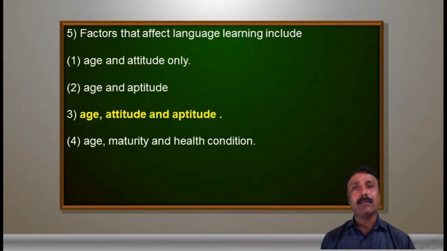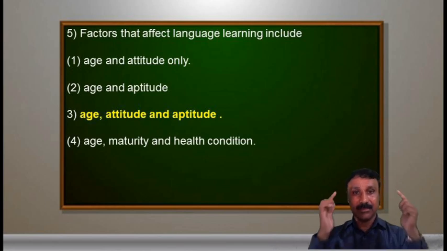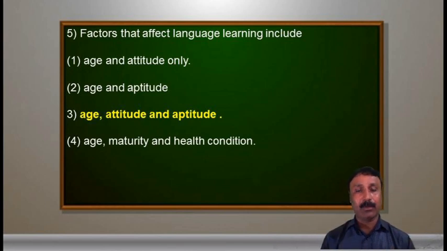Factors that affect language learning include: age and attitude only; age and aptitude; age, attitude and aptitude; age, maturity and mental health condition. Considering all these points, the right answer is age, attitude and aptitude. Age is very important. Attitude means the state of mind of the learner, which is also very important. Aptitude means the ability to acquire knowledge in a natural way. One should have some interest to learn and acquire knowledge. Then only he can learn very effectively. So age, attitude and aptitude is the right answer.